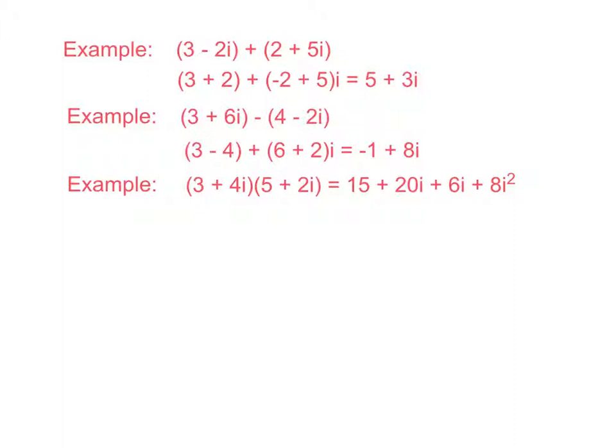Now notice, we have a term with an i squared in it. i squared is equal to minus 1. So this term on the end here becomes minus 8. So we have 15 minus 8, which would be 7. And then we combine the two i terms, and we come up with our final answer. So, as I said, the final answer then becomes 7 plus 26i.